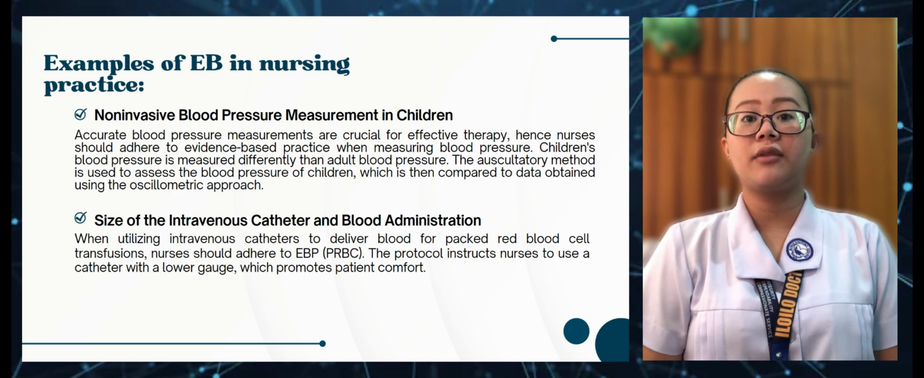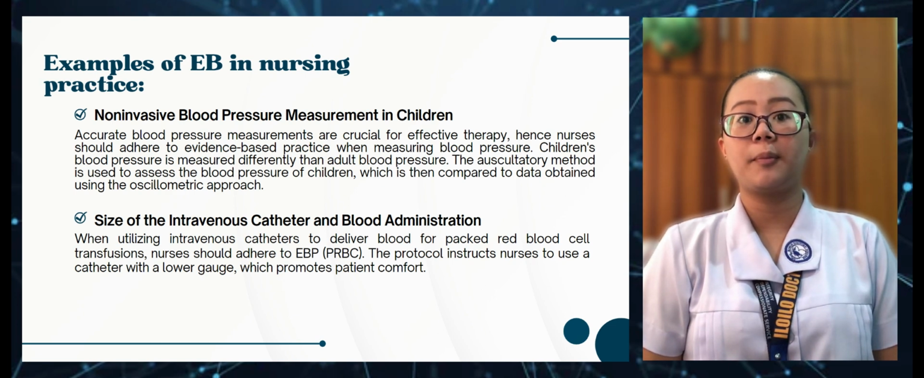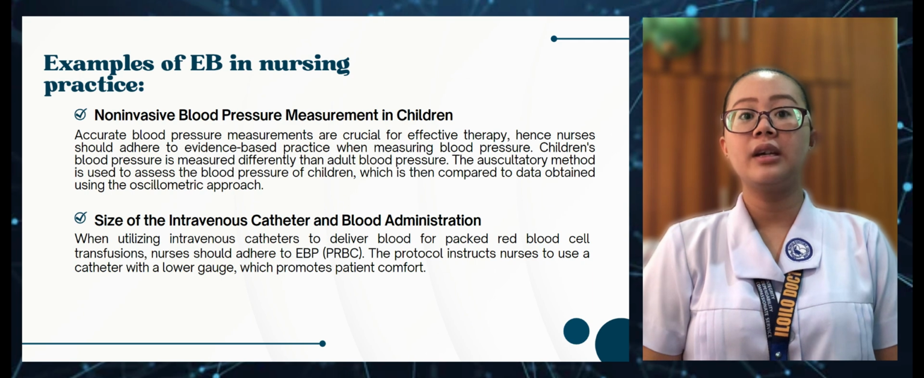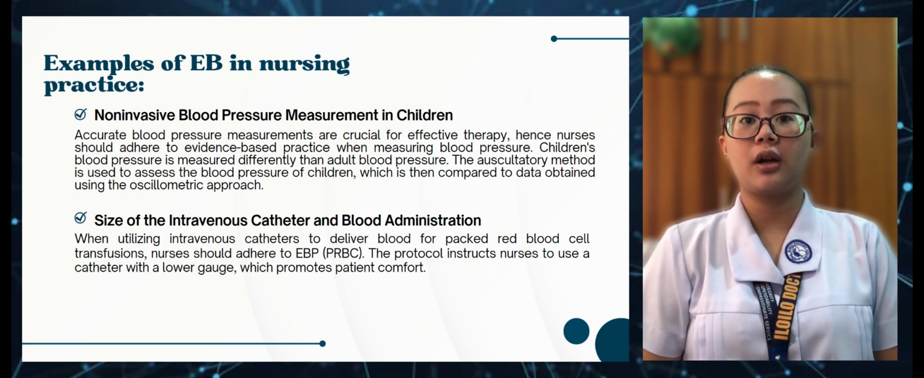Size of the intravenous catheter and blood administration. When utilizing intravenous catheters to deliver blood for packed red blood cell transfusions, nurses should adhere to EBP for PRBC. The protocol instructs nurses to use a catheter with a lower gauge, which promotes patient comfort.